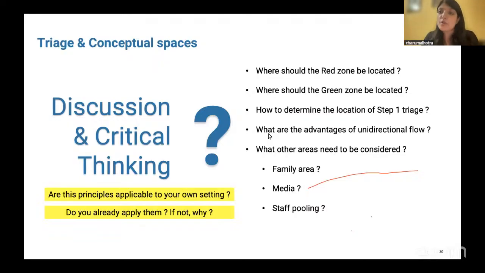The green zone is usually located outside the emergency. It is usually a covered area which is outside the emergency. OPDs might be used for that. Waiting rooms might be used for that. Cafeterias might be used for that, which is called the green zone.